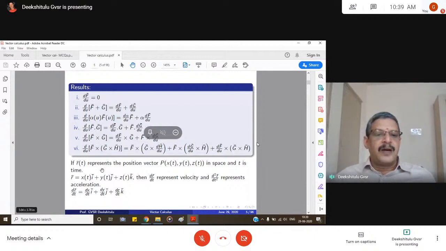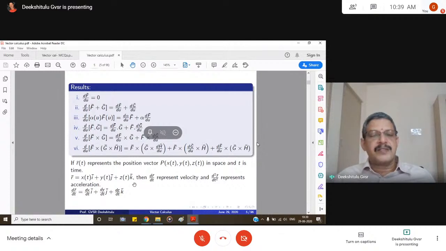If r bar of t represents the position vector of P in space and t is the time, the independent variable, then the general expression for the position vector is r bar equals x of t i bar plus y of t j bar plus z of t k bar. Then dr by dt represents the velocity and d square r by dt square represents the acceleration.